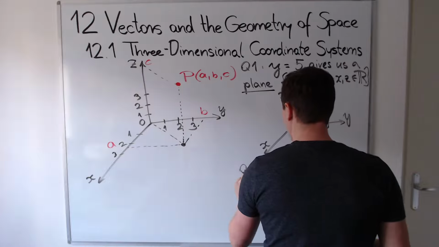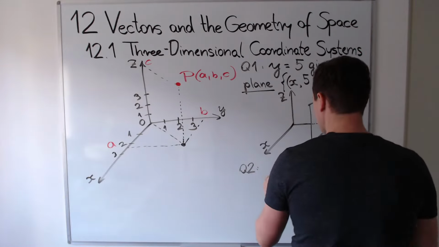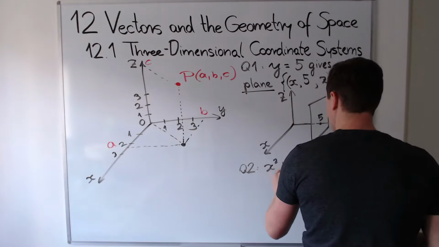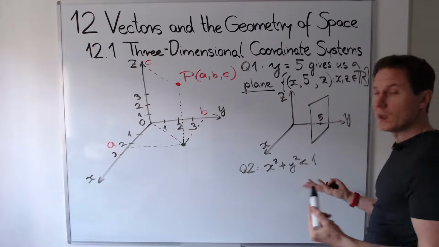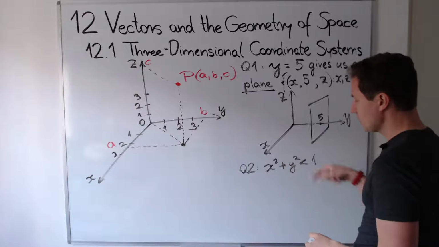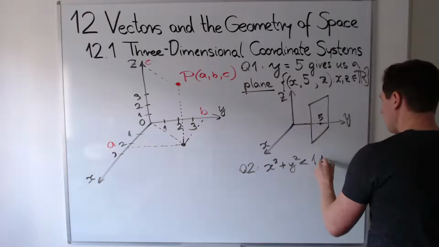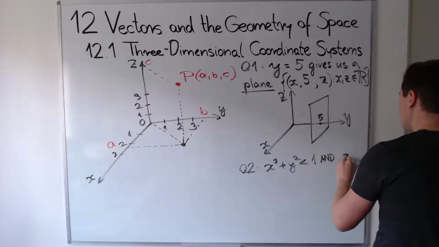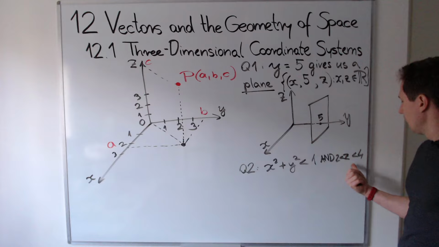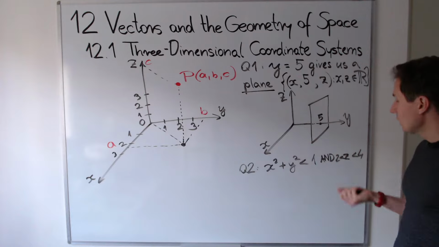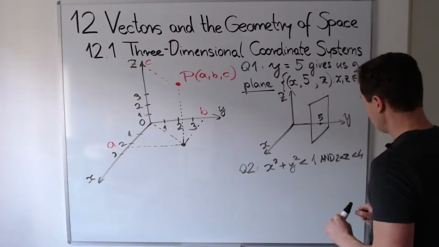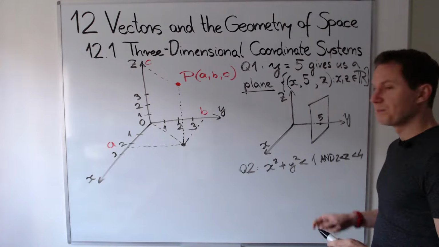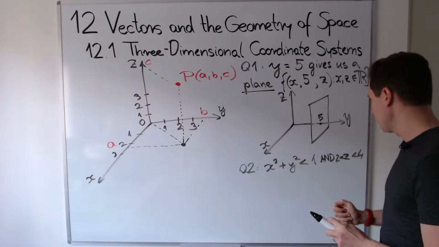So we are now looking for a region in 3D space that's given by two inequalities. The first inequality is x squared plus y squared is less than 1, and the second inequality is z is between 2 and 4. So what geometric object or region in 3D space is encoded in these inequalities? Pause the video and select your answer below.